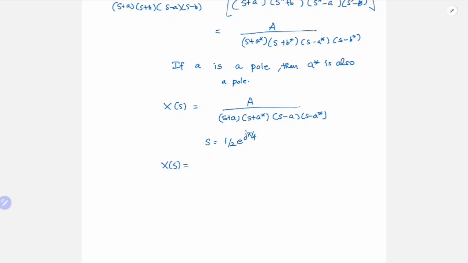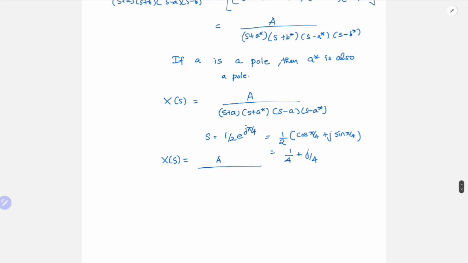So my X of s is nothing but half into cos pi by 4 plus j sin pi by 4. And this is nothing but 1 by 2 plus j 1 by 2. So 1 by 4 plus j by 4. So A by (s plus 1 by 4 plus j by 4) into (s plus 1 by 4 minus j by 4) into (s minus 1 by 4 minus j by 4) into (s minus 1 by 4 plus j by 4).